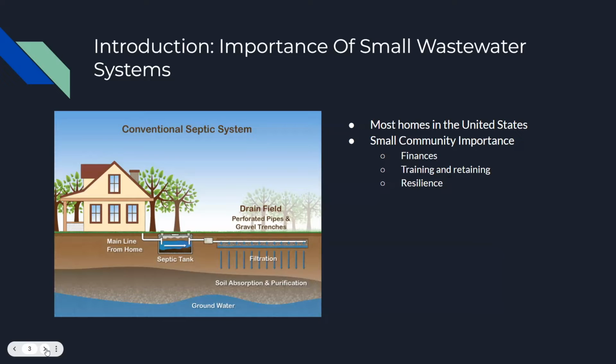Communities under 10,000 people do face more challenges when trying to build and maintain their wastewater systems, specifically financial challenges, as well as training and retaining their system operators and creating systems that are resilient to the topography and the climate of their isolated locations. So it's important to be able to look into the alternatives and determine the best one that suits the needs of the community so that it promotes the community's health and well-being.